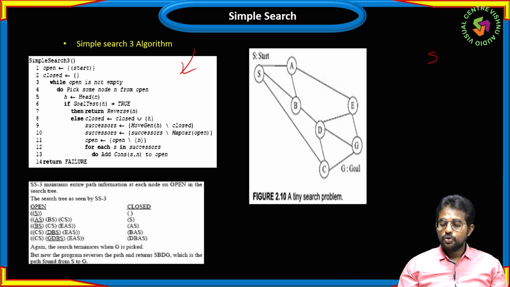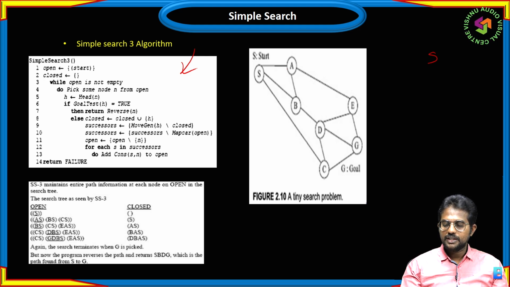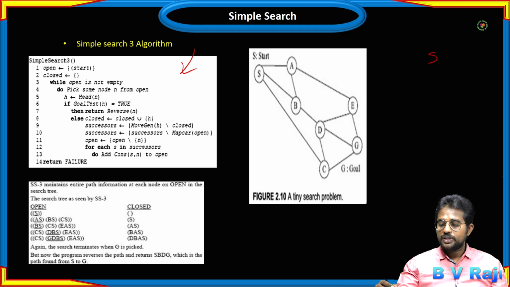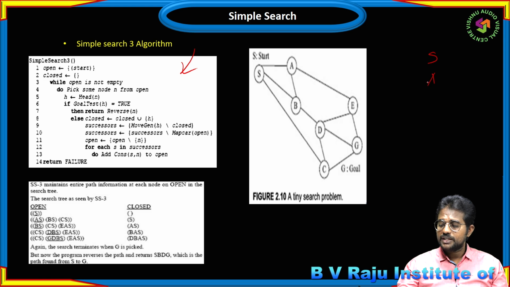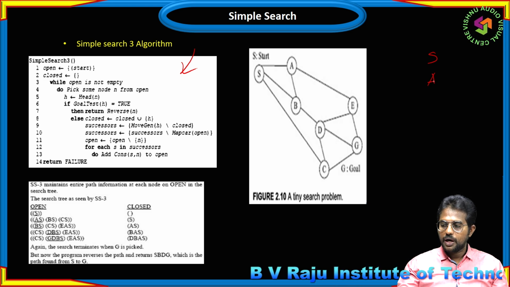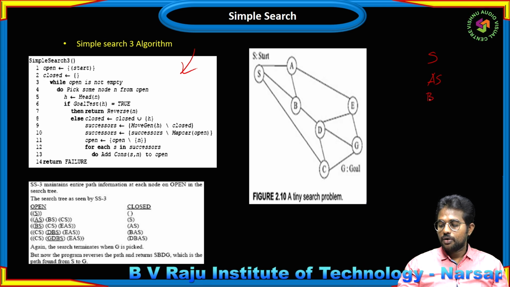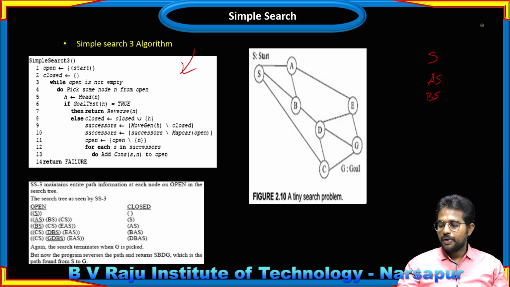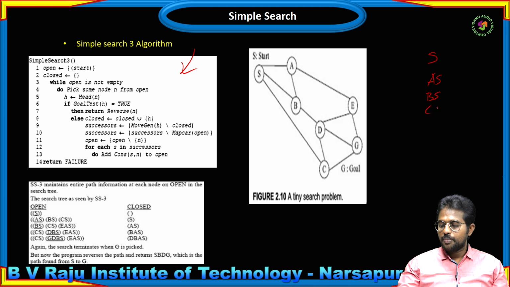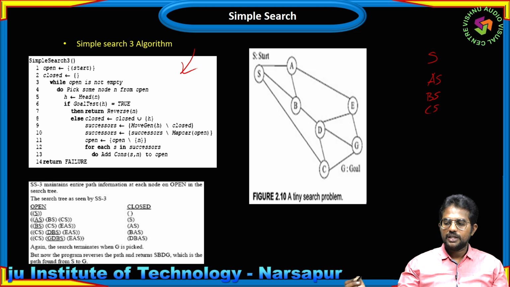If I want to store A, after I have applied the move function on S, the output of the move function on S is A, B and C. To save A, B, C, I will save A as the particular node and its parent node, so A, S. B is the particular node and its parent node is S. Next, C is a particular node and its parent is S.